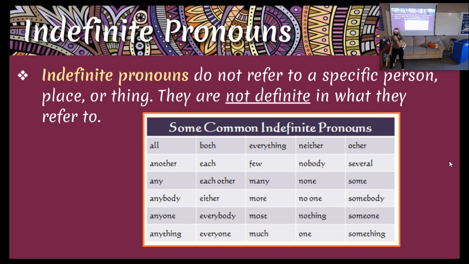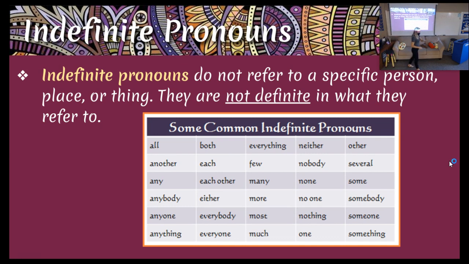Pretty clever, right? Okay, so these pronouns are not definite, meaning that they don't refer to a specific person, place, or thing. They're a little more vague than he, she, we, us, okay? And you can kind of see that they're vague, like both, few, many, everybody, anyone.